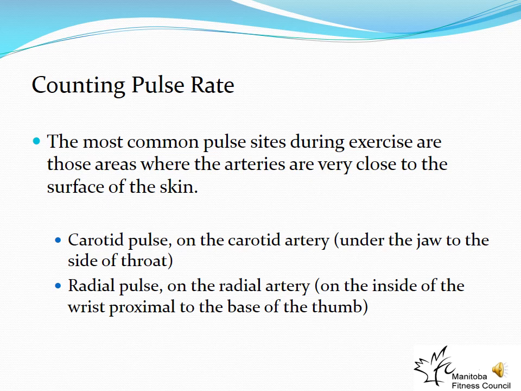The other one is the radial pulse. Remember the radius? This is the pulse near the radius. The radius is on your forearm near your thumb. Usually what I do is I go from my thumb and I just work following my thumb angle until I reach my radius on the inside of my wrist. So it's proximal to the base of the thumb. If you take where the root of the thumb attaches to the wrist, it's just up the arm from there.